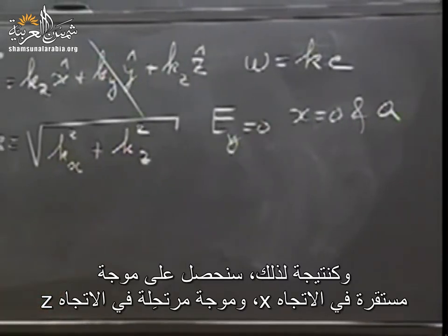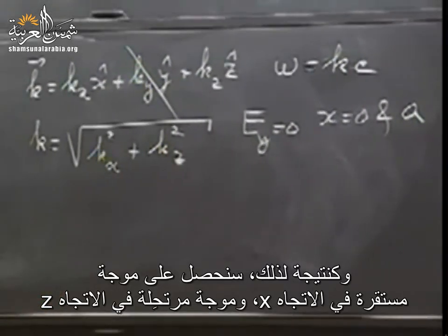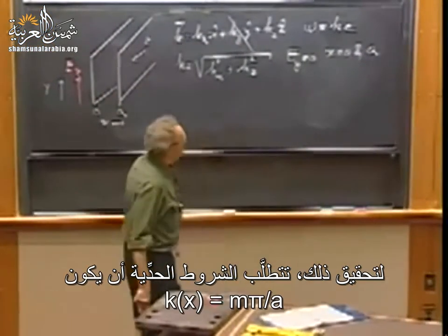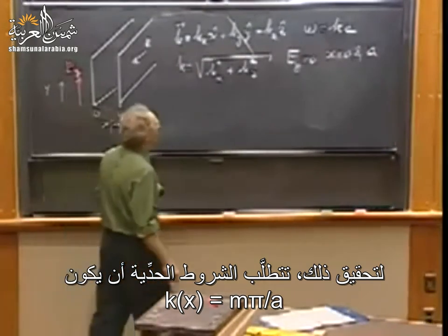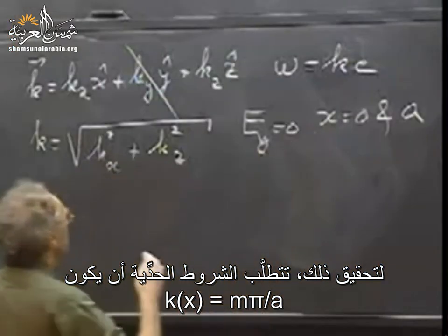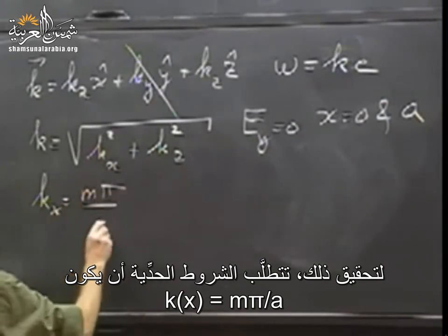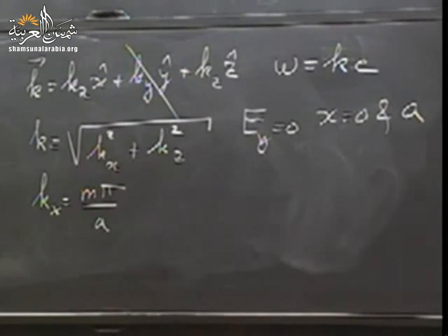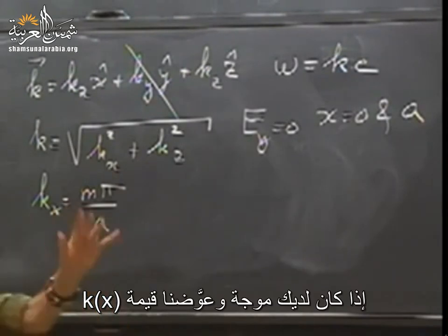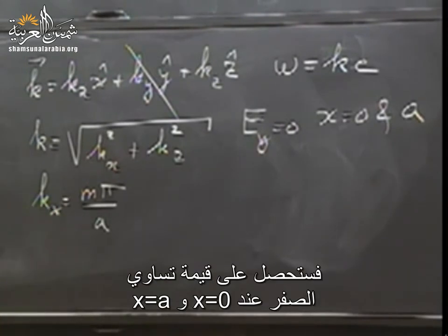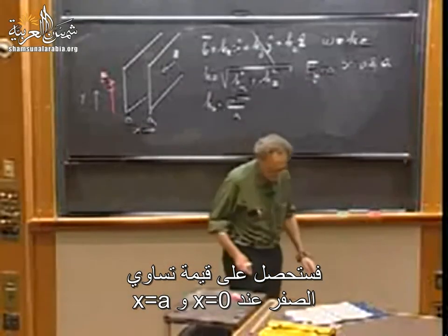As a result of that, you're going to get a standing wave in the x direction, and a traveling wave in the z direction. And the boundary conditions demand now, in order to meet this, that the k of x is going to be m pi divided by a. If then you have your wave, then substituting for kx, this value will always give you, if you have the sine of kx times x, always a 0 here and always a 0 there.